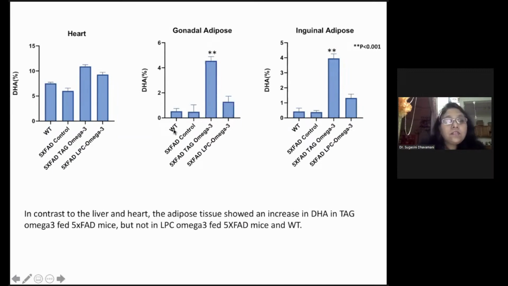In contrast to the liver and heart, the adipose tissue showed an increase in DHA concentration, and it also changes the omega-6 omega-3 ratio after the feeding of TAG omega-3, but not in the LPC omega-3 fed 5XFAD mice. This result shows that the dietary TAG omega-3 is predominantly directed to the adipose tissue and heart in the form of TAG, whereas the dietary LPC DHA may be directed to the brain in the form of phospholipid.